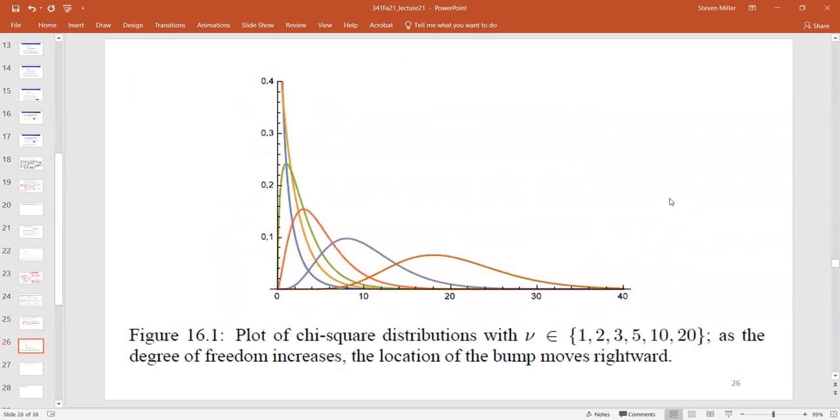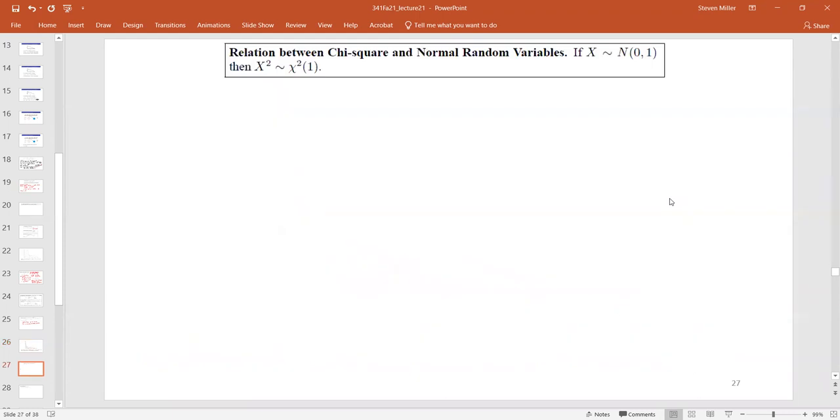Here are plots of several different choices of chi-square distributions. As you can see, as nu gets larger, it's moving outward. And it does turn out that as nu goes to infinity, it converges to a Gaussian. The mean is going to be growing and the standard deviation is going to be growing. All right, so this is a lot of beautiful relationships with chi-squared random variables and normal random variables.